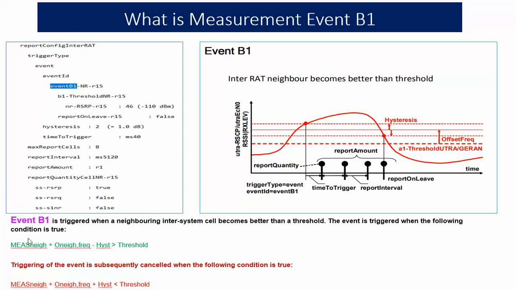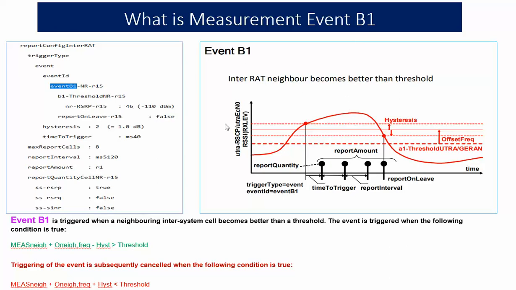So here, if we meet the threshold, then it will trigger, and it is marked in red color. If we meet that condition, at that time the network will send a B1 event cancel message. So I think the B1 event is clear.